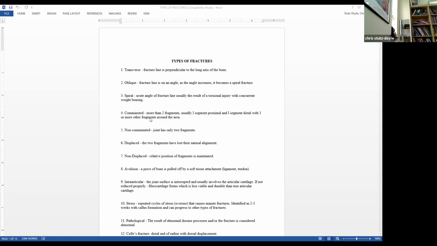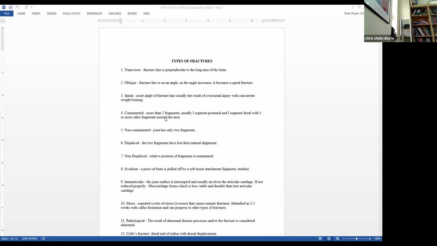A non-comminuted fracture only has two fragments. Comminuted means many fragments. A comminuted fracture may occur with somebody jumping from or falling from a tree, and multiple fractures occur. A displaced fracture is when the fragments lose their natural alignment, and with a non-displaced fracture the relative position of the fragments is maintained. A lot of times with a non-displaced fracture, they do a little traction and put it together in the ER, take an X-ray of it, cast it, and you'll be okay. A displaced fracture is going to require surgical intervention.